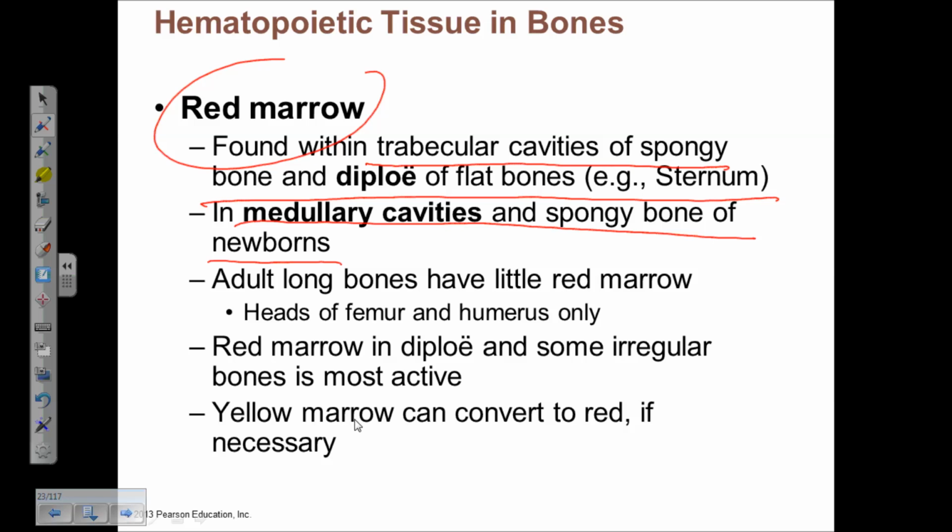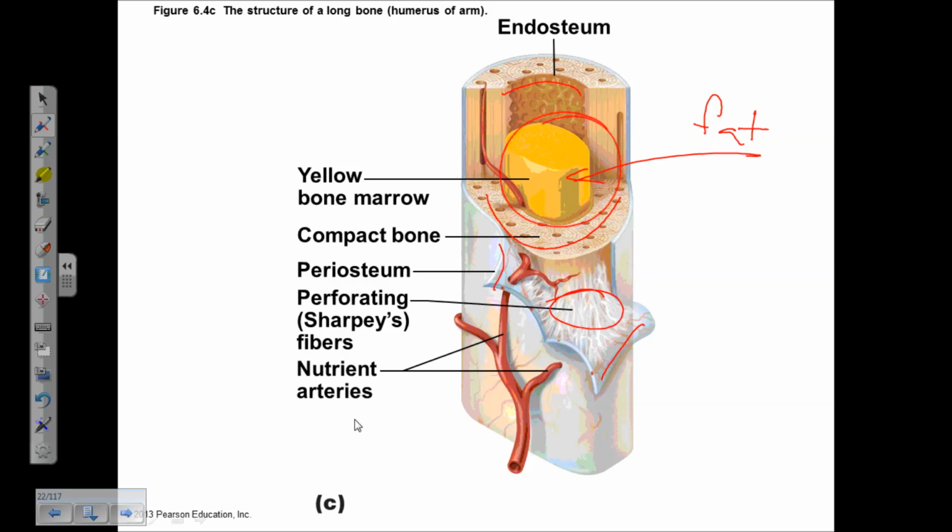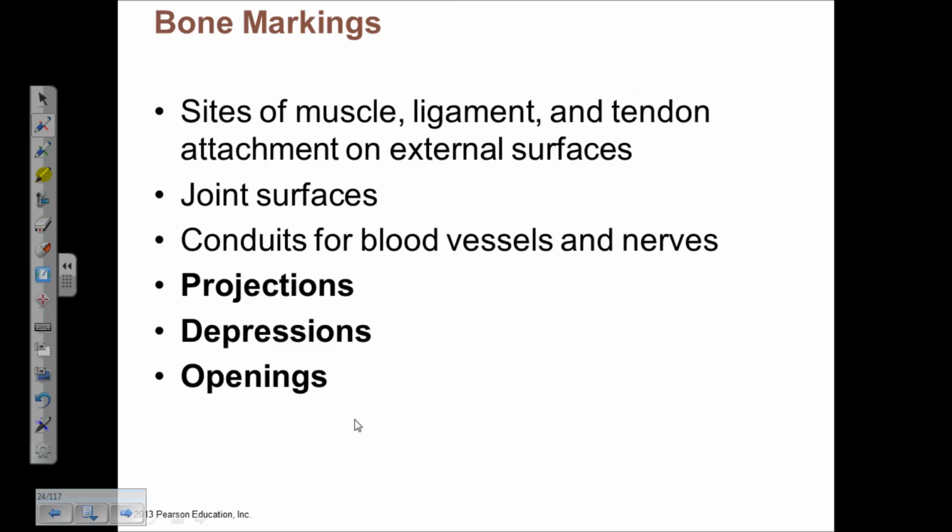In the long bones, you will find it in the medullary cavities of the long bones of newborns, because they need a lot of new, especially white blood cells, to fight off infections. Now, in adults, you will find it in the heads of the femur and humerus, and if necessary, yellow bone marrow can convert into red bone marrow.